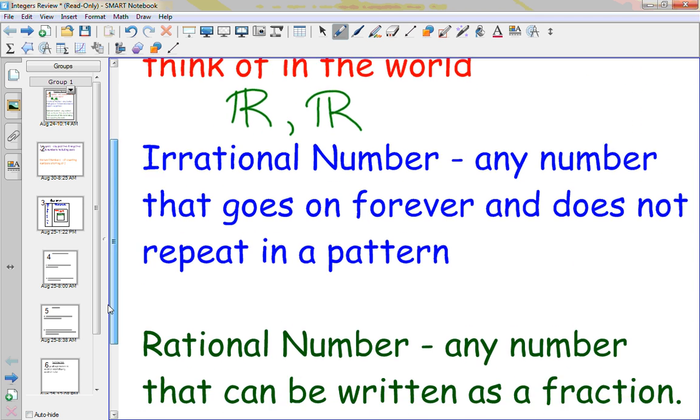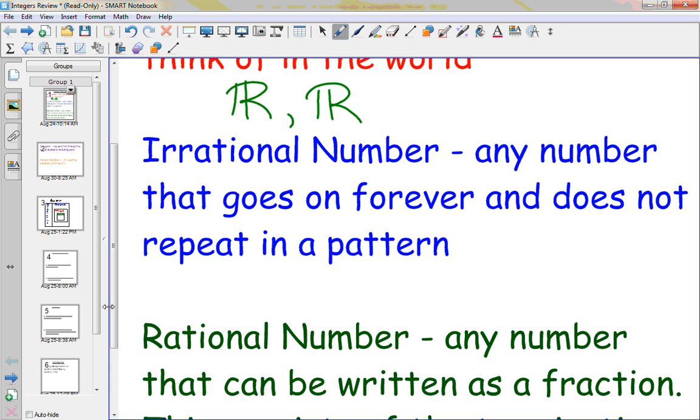An irrational number is any number in the world that goes on forever and does not have a repeat in the pattern. Okay? For example, an irrational number is pi. Pi is going to be 3.14, dot, dot, dot, dot, dot. It goes on forever. Another example would be like the square root of 2.